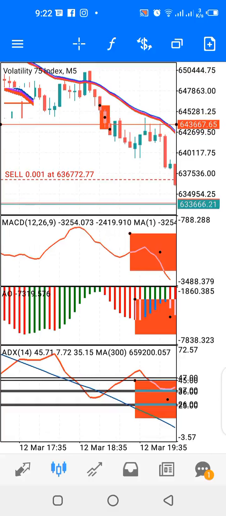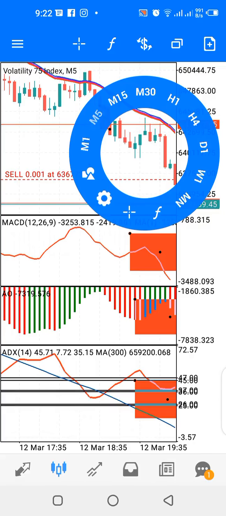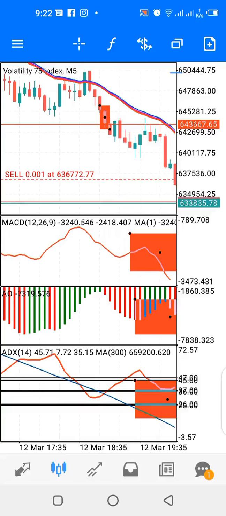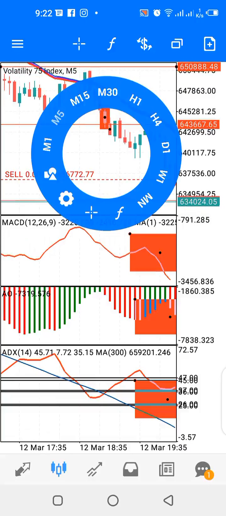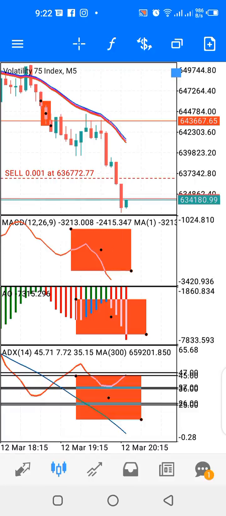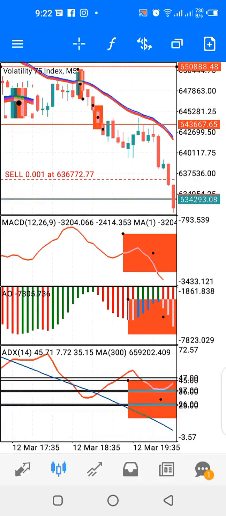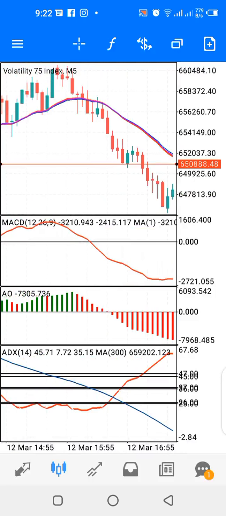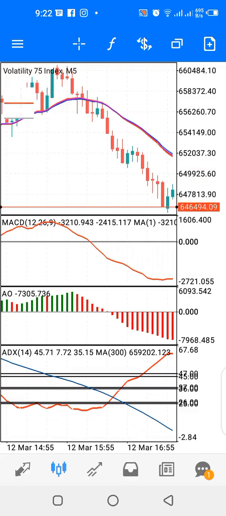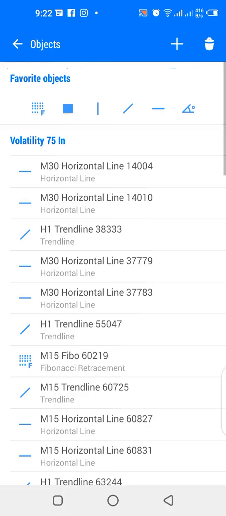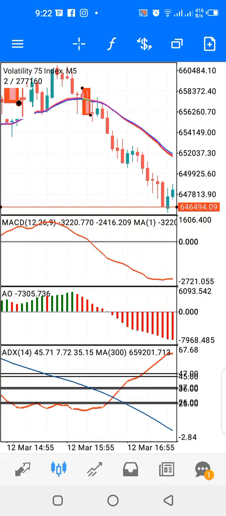This red line will be my entry point, and my stop loss will be above the candle that laps on the 3 moving averages. This is the candle that laps on the 3 moving averages. Talking about this bearish candle. Or for this example, this candle here laps on the 3 moving averages.